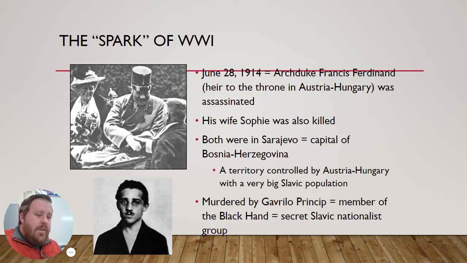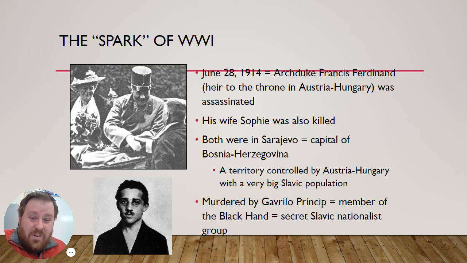Okay, so the spark of World War I happens on June 28th, 1914, when the Archduke Francis Ferdinand, who was heir to the throne in Austria-Hungary, was assassinated. He's not the king, he's the heir to the throne in Austria-Hungary. His wife Sophie was also killed, and they were murdered while they were in Sarajevo, which is the capital of Bosnia-Herzegovina.